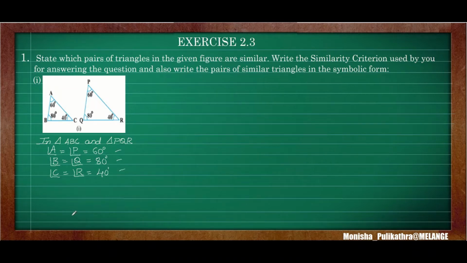So, three angles of the triangles are equal. Three angles equal means, according to AAA similarity criterion, that is angle similarity criterion, these two triangles are similar. So, triangle ABC is similar to triangle PQR. We need to compare two triangles, write whichever angles or sides are equal, then mention according to which similarity criterion the two triangles are similar or not. Hope you understood this.